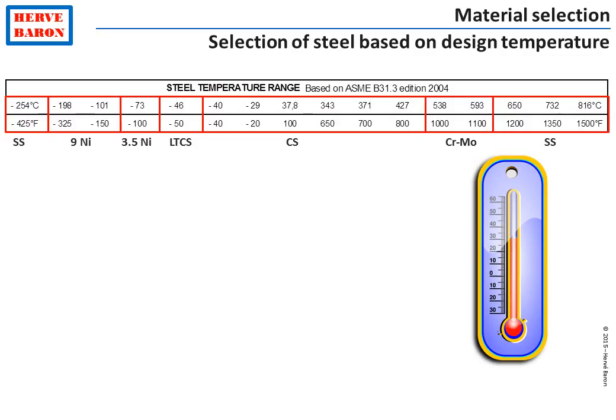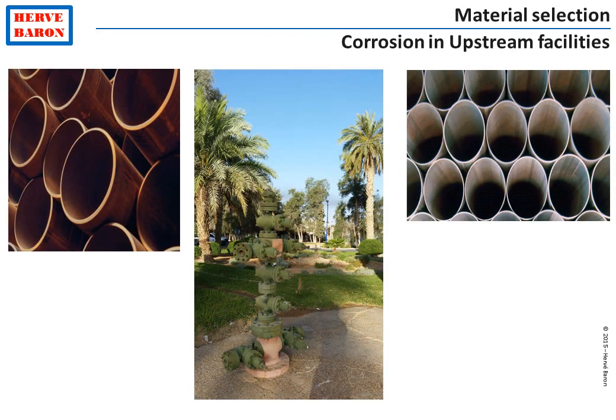The last parameter that influences the material selection is the type of fluid and its corrosion aspects. The last aspect that impacts the choice of the material of construction is the nature of the fluid and the type of corrosion it creates. Let's take an example, which is the most common corrosion phenomenon found in upstream oil and gas facilities.